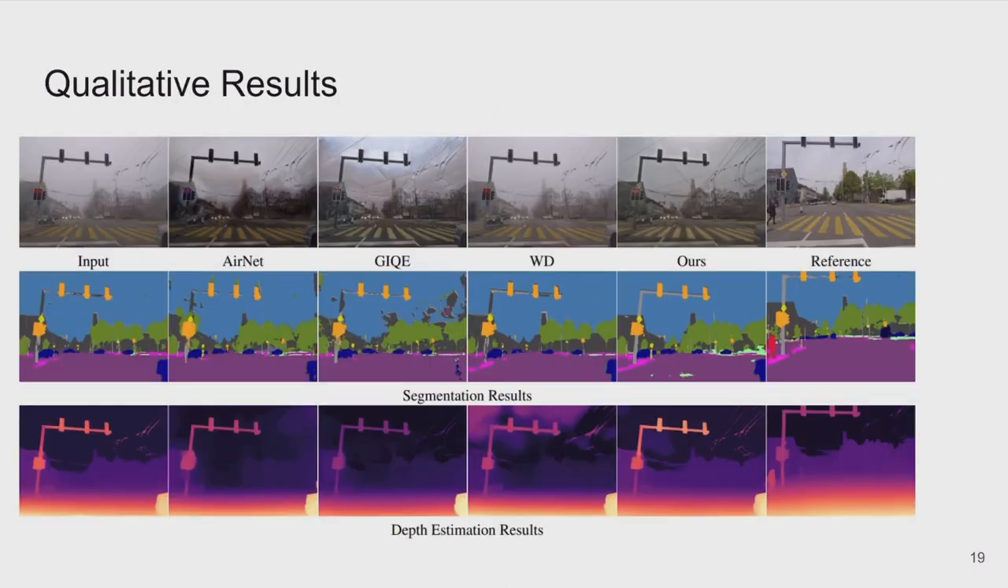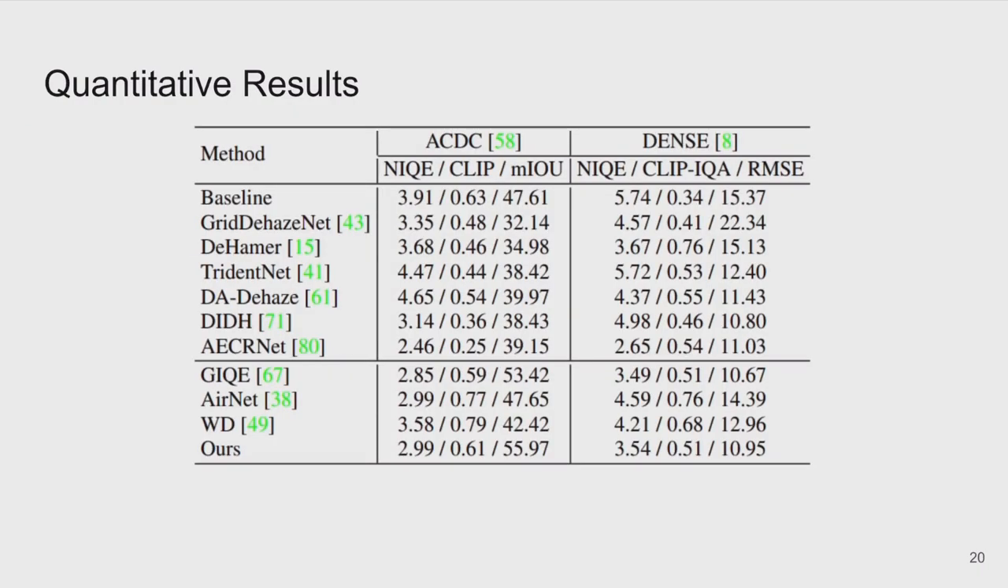We now provide some qualitative results of the proposed approach and compare it to general purpose image restoration algorithms such as AirNet, GIQE, WD, and a reference image which was captured in clear weather conditions. We also provide some quantitative results captured for both the task-specific image restoration networks as well as general-purpose image restoration networks for automotive datasets such as ACDC and DENSE.